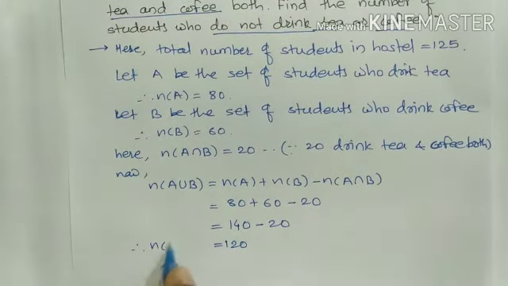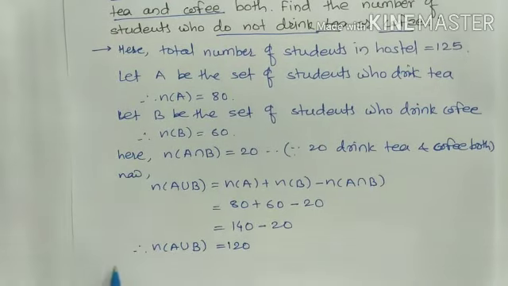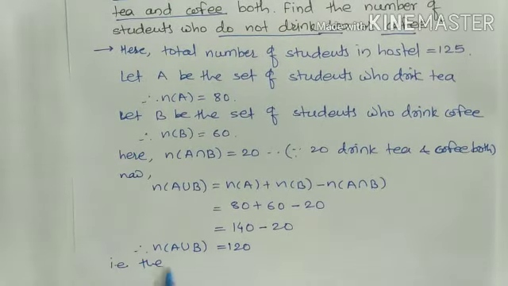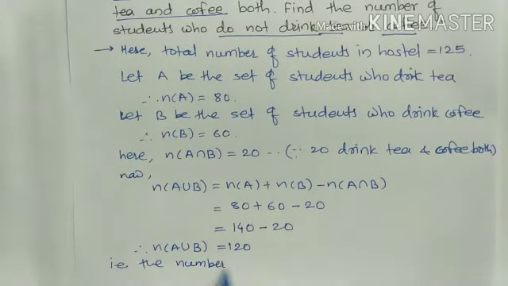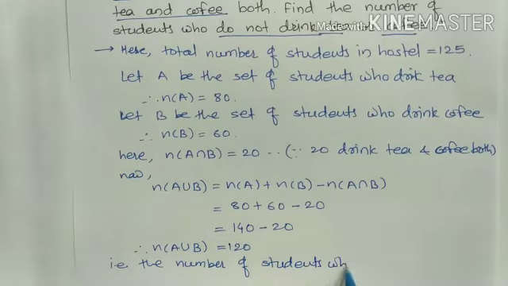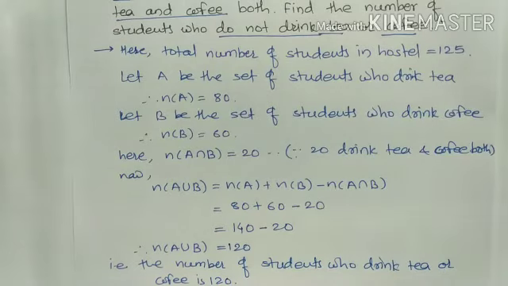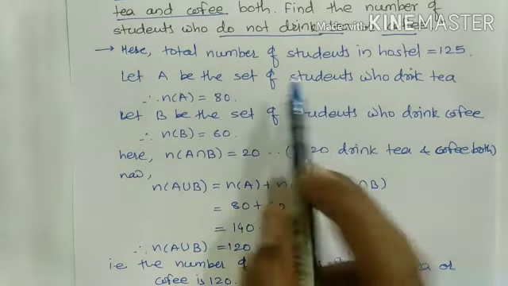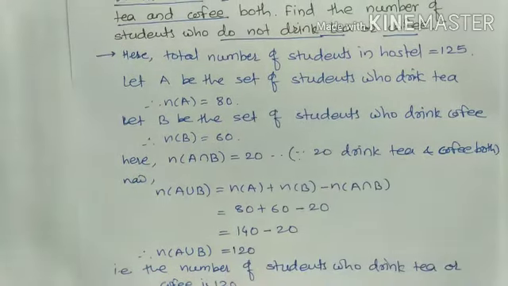This is the number of A union B, that is, the number of students who drink tea or coffee is 120. Now what we have to find here is the number of students who do not drink tea or coffee.